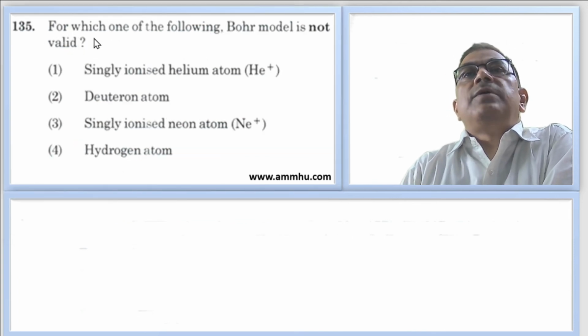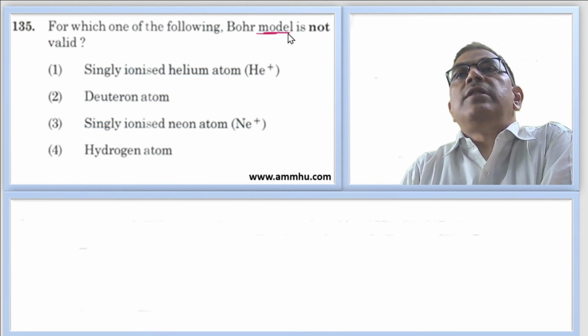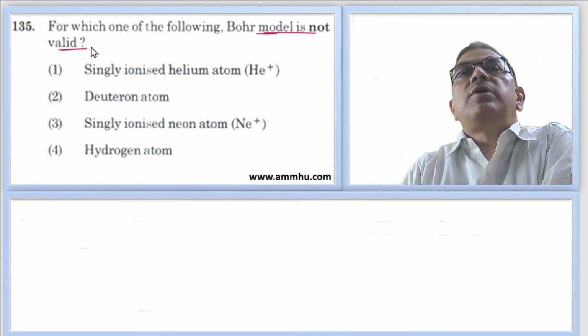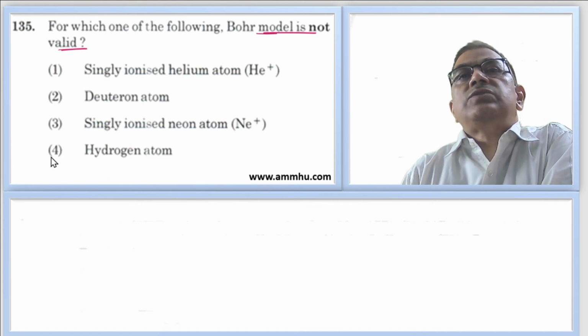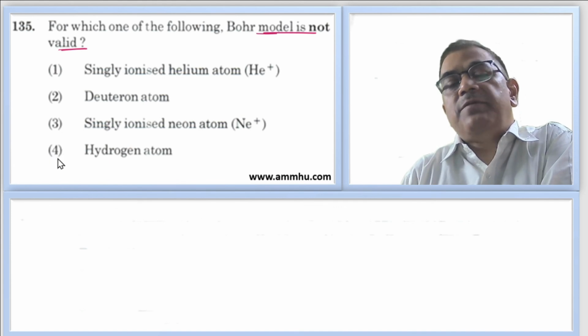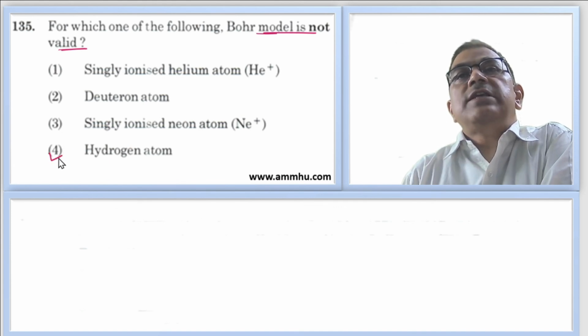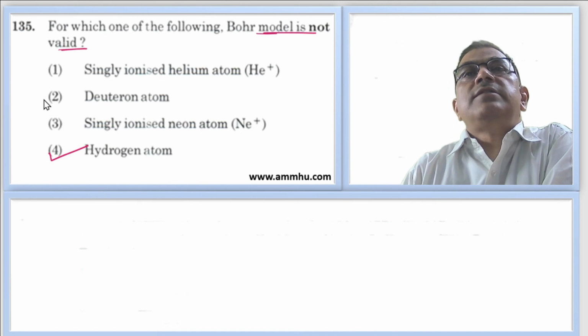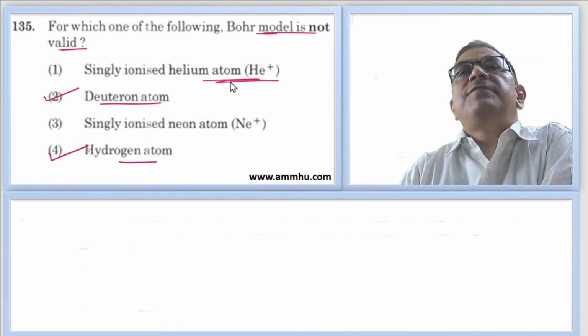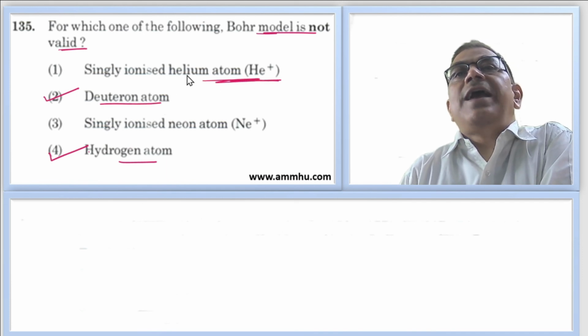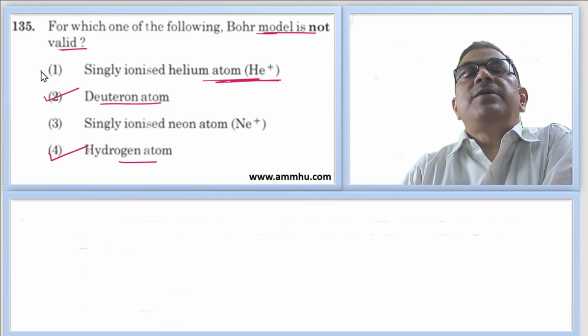The last problem is that the Bohr's model is not valid. Bohr's model is valid only for hydrogen and hydrogen-like. So because it is applicable for hydrogen and hydrogen-like, obviously this is all okay. This is deuterium atom. Hydrogen, so it should be applicable for hydrogen atom, should be applicable for deuterium atom, should also be applicable for singly ionized helium atom.